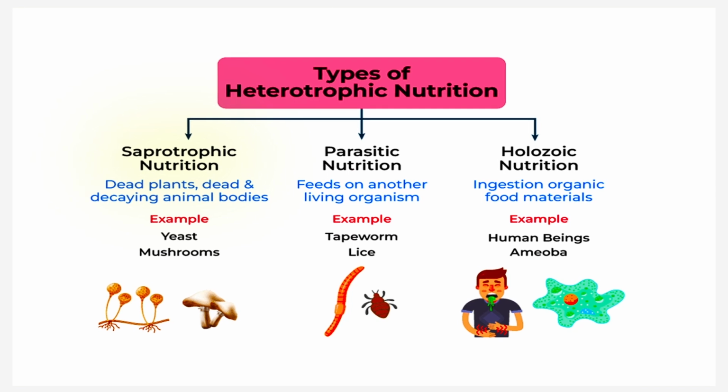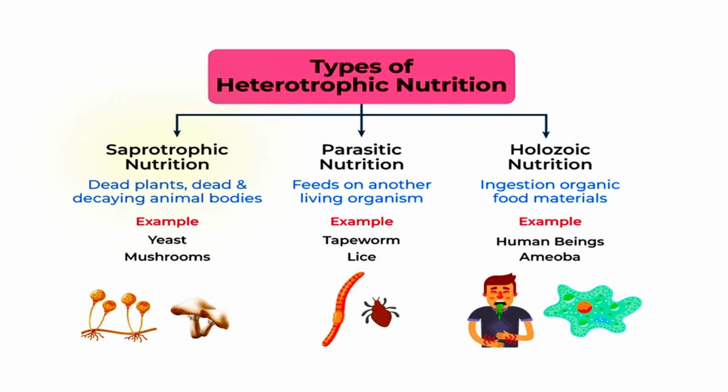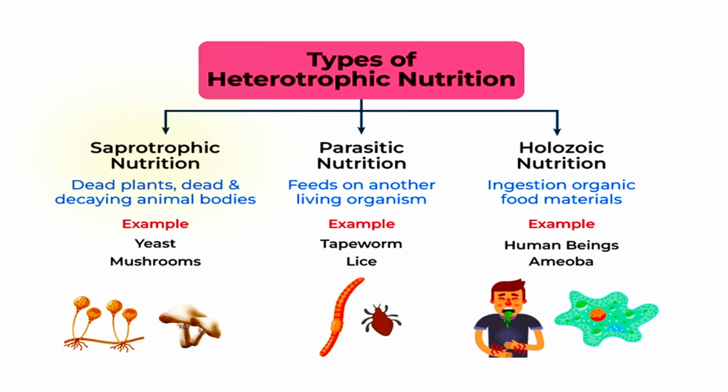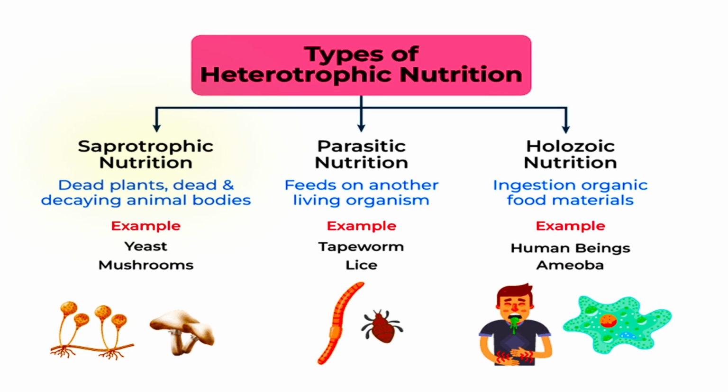Now, let us look at the different types of heterotrophs based on nutrition. As you can see, on the basis of nutrition, heterotrophs are basically divided into three categories: saprophytic nutrition, parasitic nutrition and holozoic nutrition.